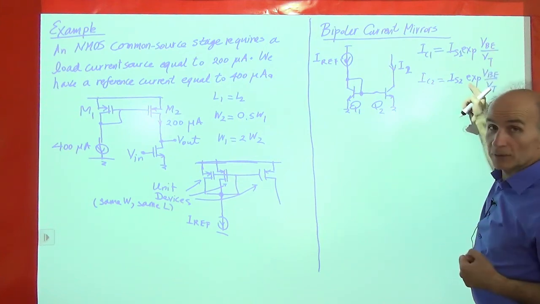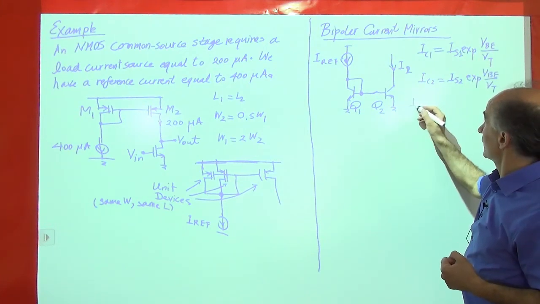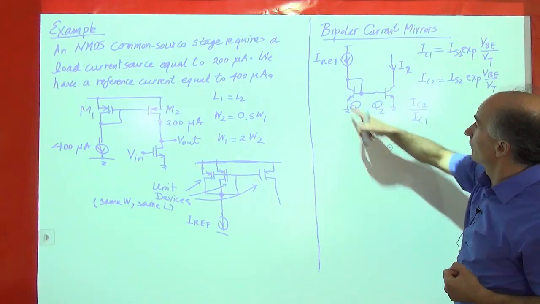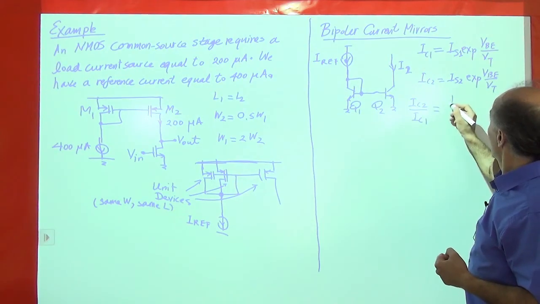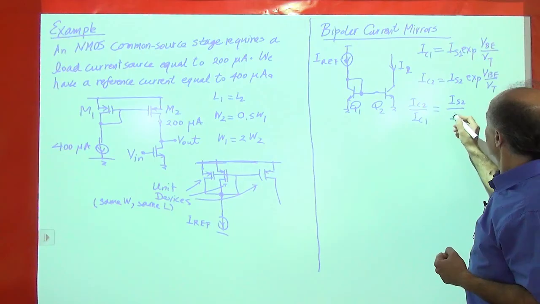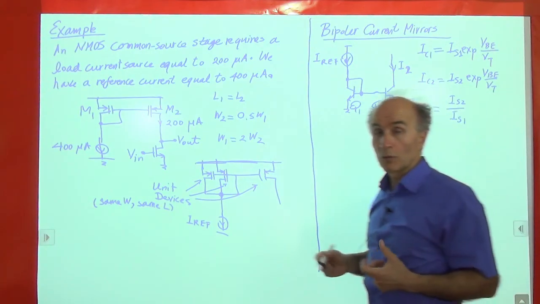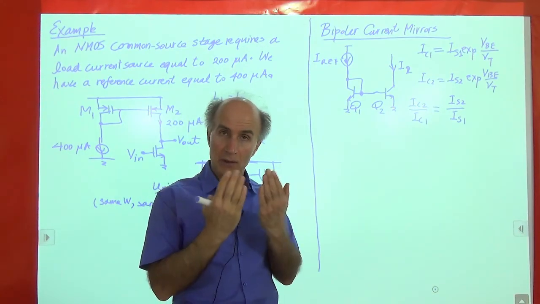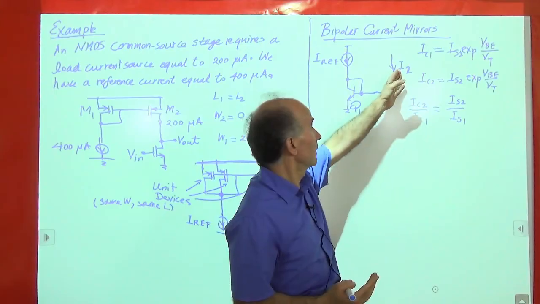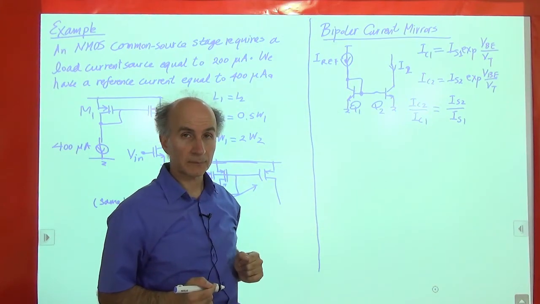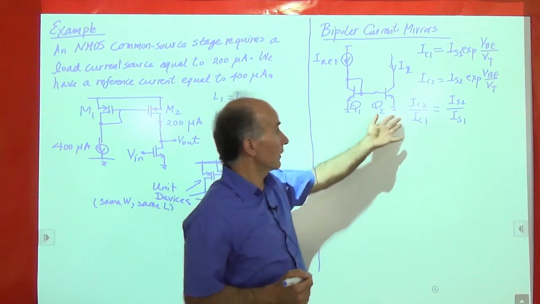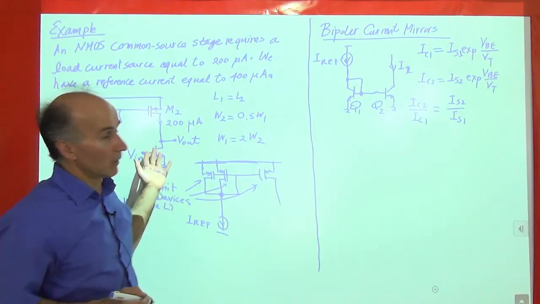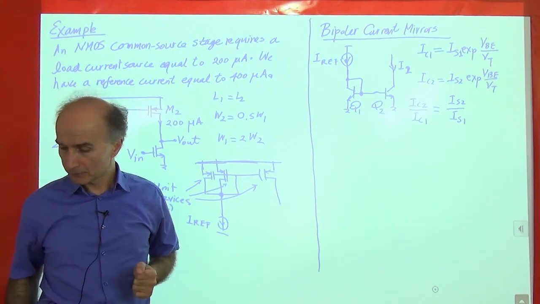They have the same base emitter voltage, so this cancels out. We can say that IC2 over IC1, meaning this current over this current, is given by IS2 over IS1. So for example, if Q1 and Q2 are identical, then their saturation currents are identical. So the current that we generate here is equal to Iref. All right, so that's the principle of copying or current meters in bipolar technology. It's very similar to the NMOS counterpart or the PMOS counterpart.